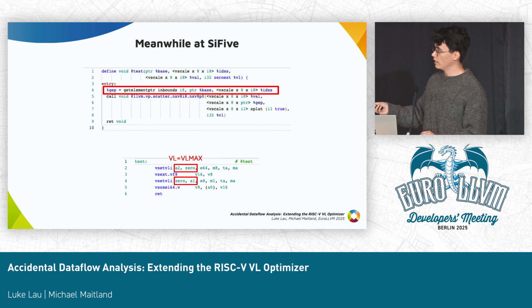And he was also looking at EVL tail folding at SiFive, but he was looking at a different problem. The problem that he was seeing was that there's no VP intrinsic for the getelementptr instruction.